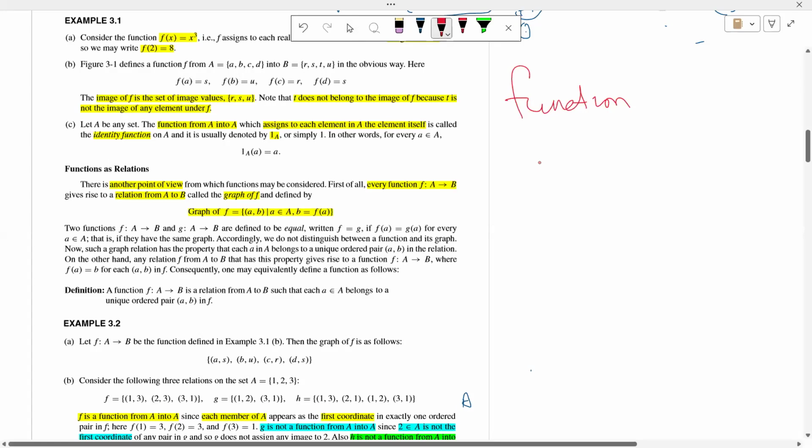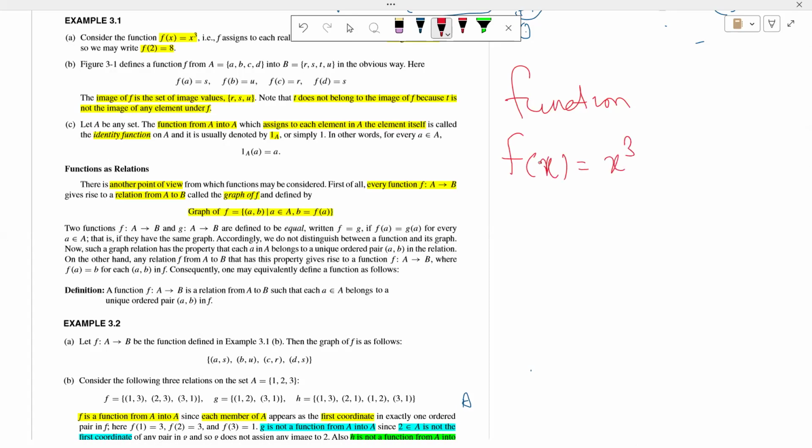To indicate functions, we don't always use f only, right? If f of x is equal to x squared or x cube, this is a function. It is not mandatory that I always use f to indicate a function. Maybe I can use another letter as well: g of x is equal to x cube. This is also the same, right?